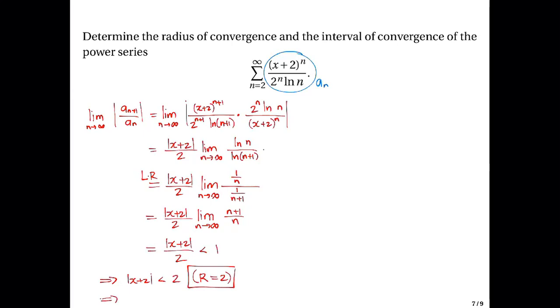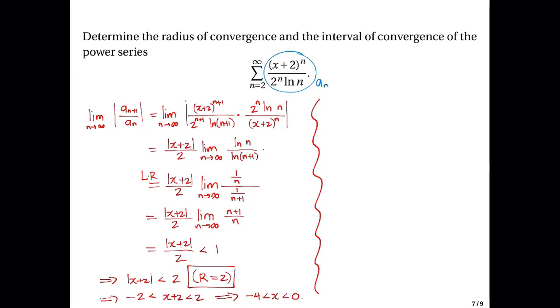And then from here, we remove the absolute values. So we'll have negative 2 less than x plus 2 less than 2, which gives us the interval negative 4 less than x less than 0. So this is our interval. Now, we check the endpoints.